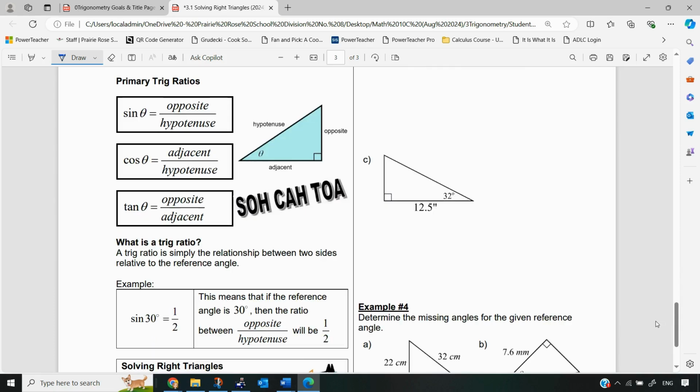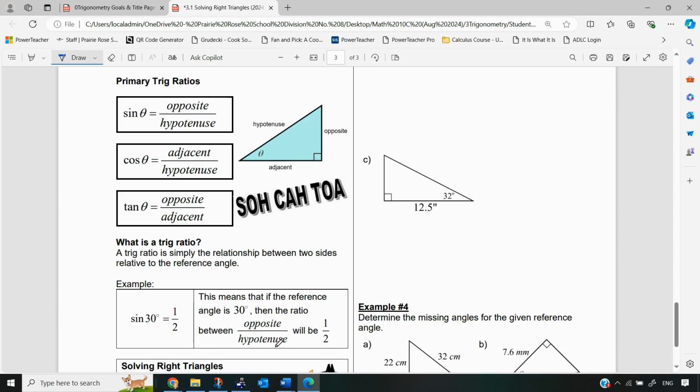Now let's take a look at our primary trig ratios. In 10C, we just look at these 3. There's actually 6 primary trig ratios, but we're going to be talking about sine, cosine, and tangent. Sine is opposite over hypotenuse, cosine is adjacent over hypotenuse, and tan is opposite over adjacent. So you might be asking, well, what is a trig ratio? A trig ratio is just showing the relationship between two sides relative to your reference angle.